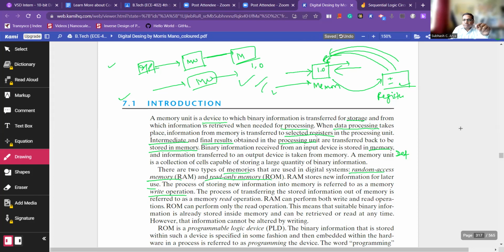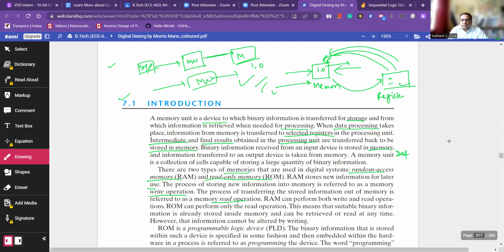So putting some information is called a write operation and taking out some information is called read. So inputting is called writing and taking out is called reading operation. The process of transferring the stored information out of memory is referred to as the memory read operation. RAM can perform both read and write operations.